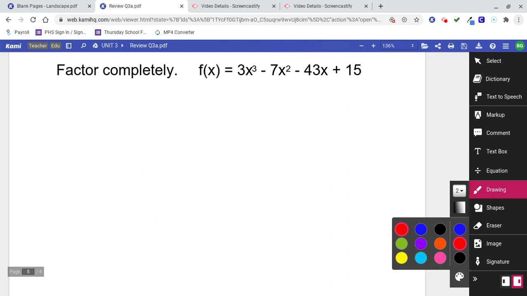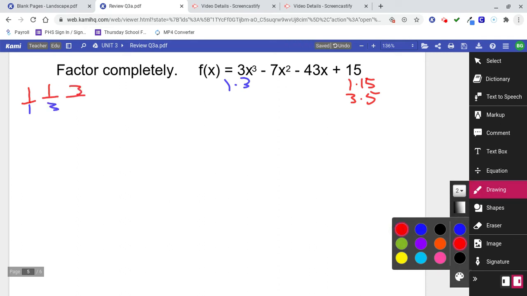Now, I don't want to just try any old number. I've got a way to narrow it down and find intelligent numbers to try. Intelligent numbers to try are going to be factors of 15 and factors of 3, basically. So I'm going to list out anything that could possibly work. And that's where I take my red numbers divided by my blue numbers. 1 over 1 and 1 over 3.